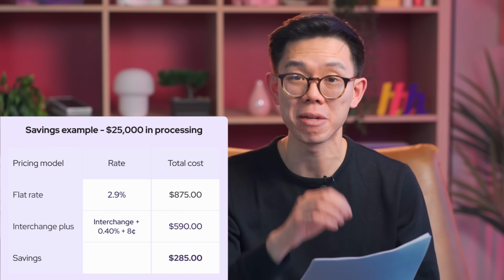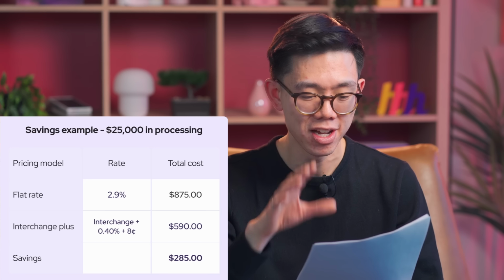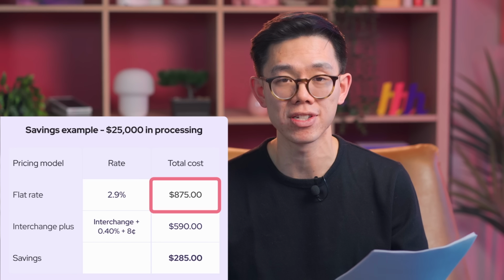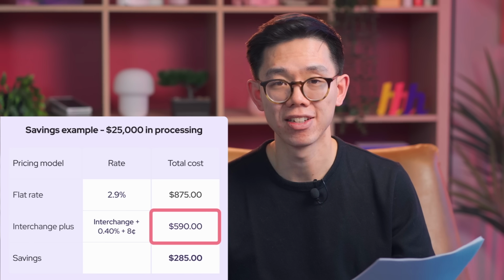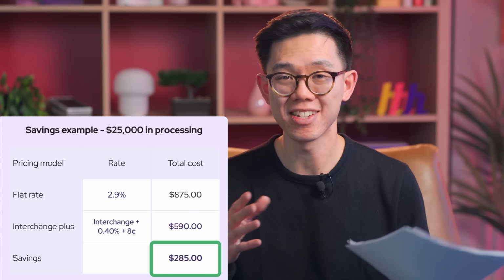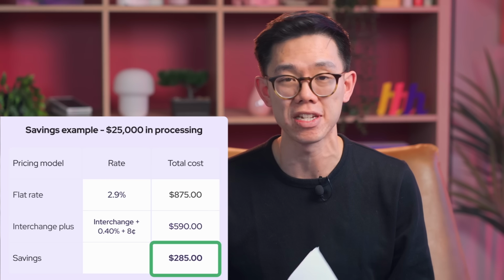So let's look at this example with a $25,000 monthly processing volume. Well, if you were to see a mix of standard credit cards, with a flat rate, you could expect to pay something like $875. With Interchange Plus, you'd be paying $590 instead. That's a monthly savings of $285. So if you're scaling business in this ballpark, you could expect to save $2,000 to $5,000 a year if you switch to Interchange Plus.